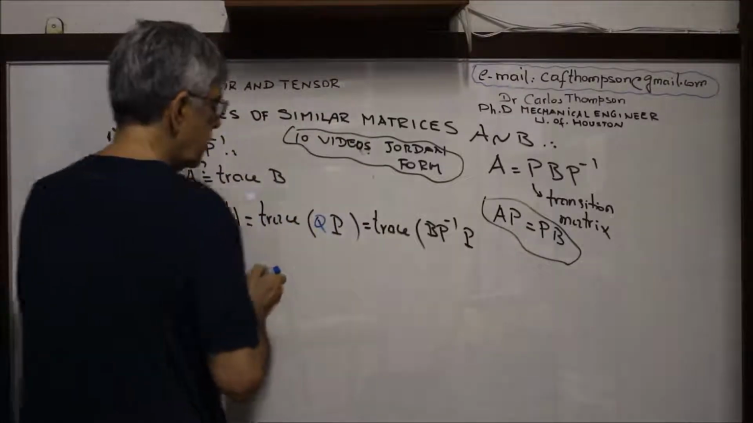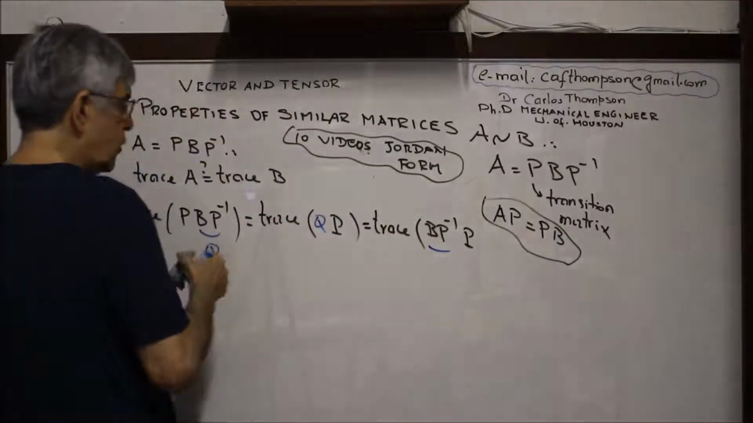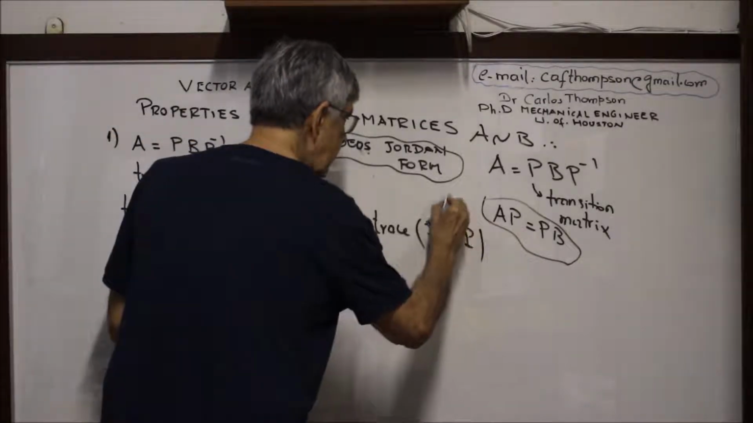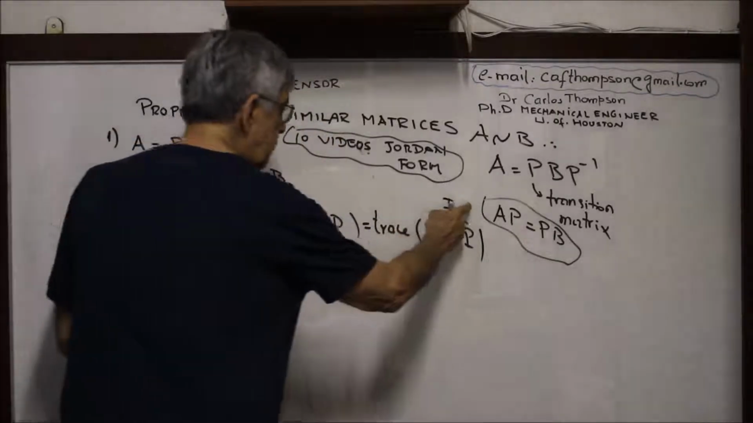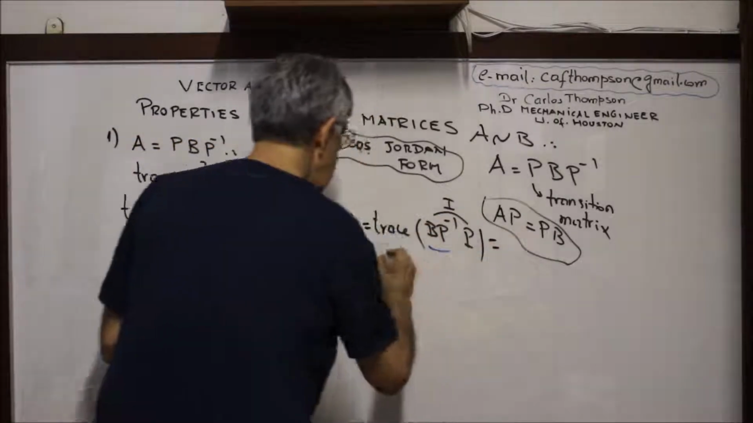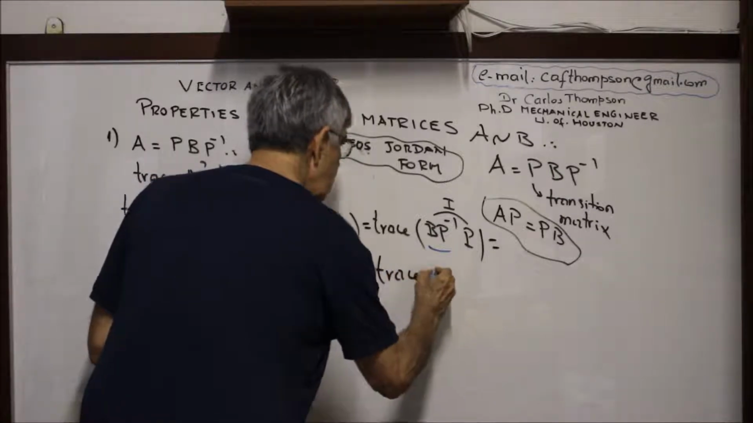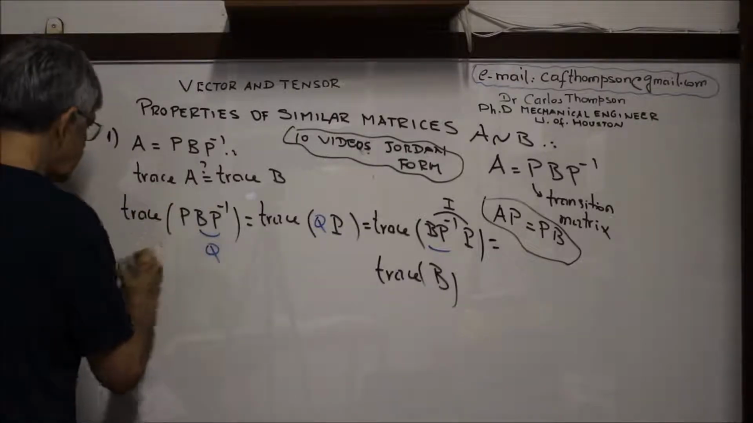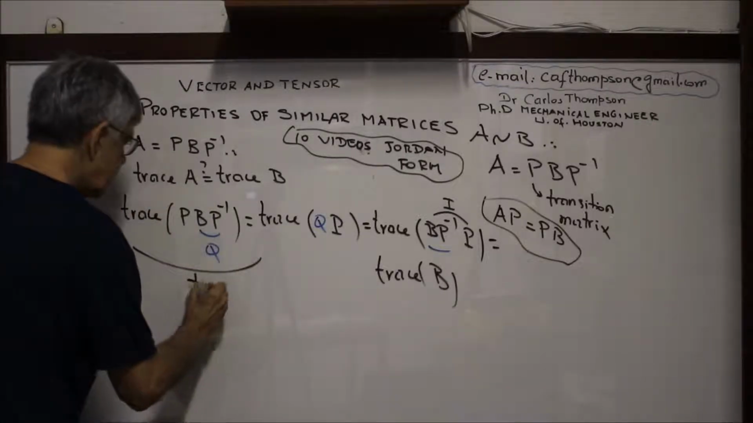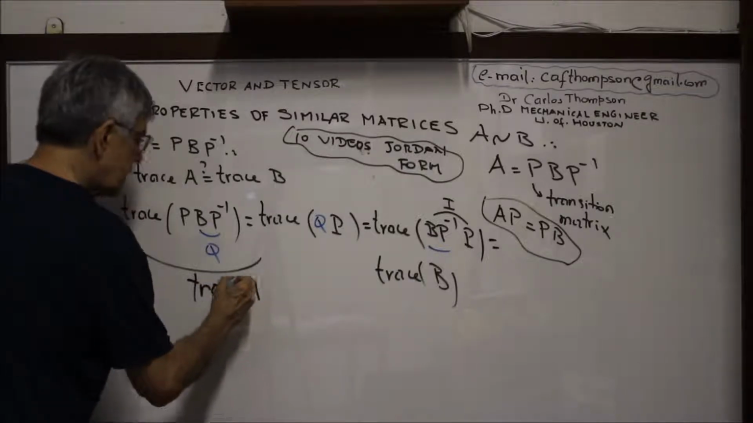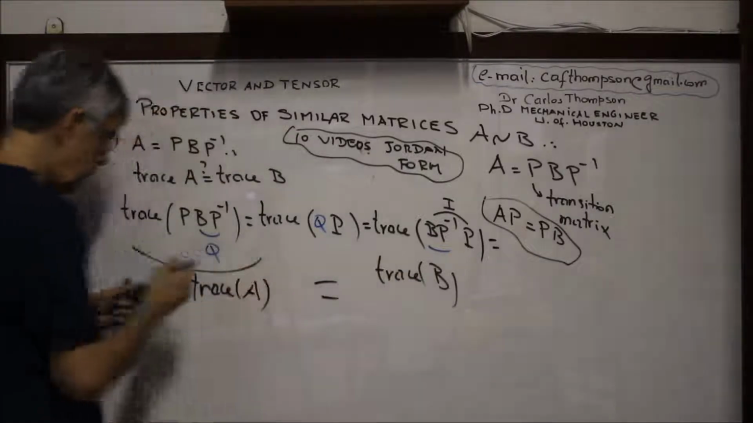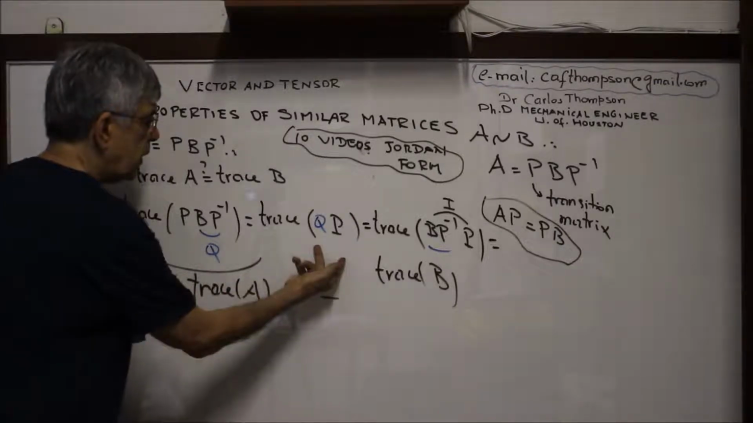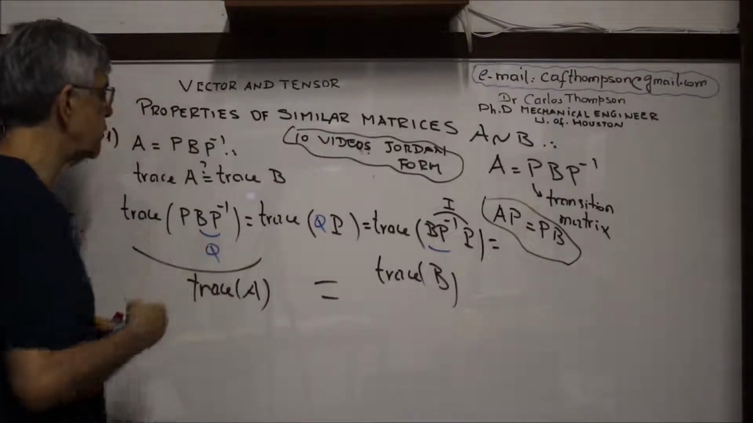This is Q. Q over here. So, P minus 1 times P, this is the identity matrix. The identity matrix times B, this is equal to trace of B. So, trace of A is equal to trace of B. I use the property, you see, that I can make a permutation between P and Q.